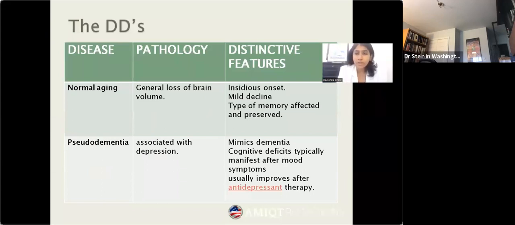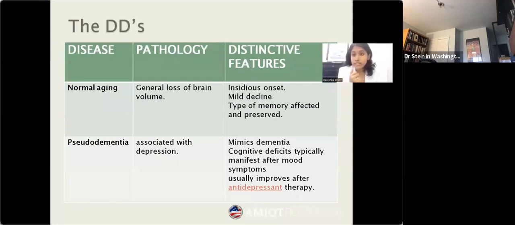Normal aging is characterized by general loss of brain volume, especially the white matter more than the gray matter. It typically has an insidious onset happening somewhere between the 6th and 7th decade, and there is a mild decline in cognitive function.